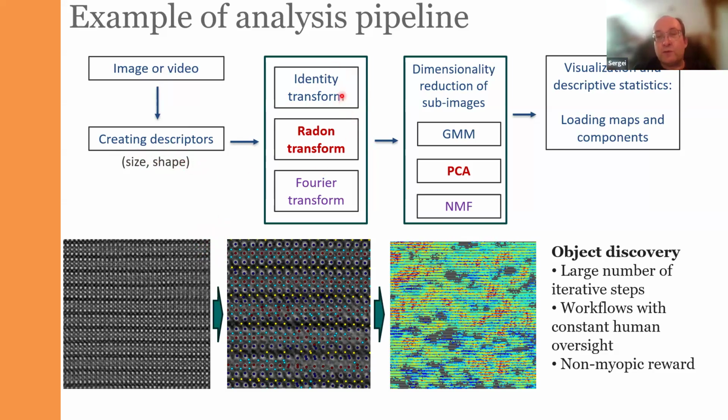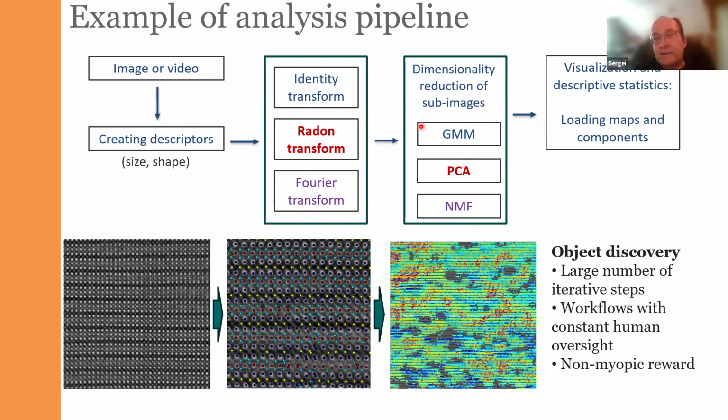Then we need to choose what to do with the descriptor. We can leave it as it is. We can apply the Radon transform, which allows us to find straight lines. We can use the Fourier transform, which allows us to find periodicities. Then we feed our descriptors into a certain clustering or dimensionality reduction algorithm. It can be anything: GMM, PCA, NMF, whatever. And then we get some form of descriptive statistics.